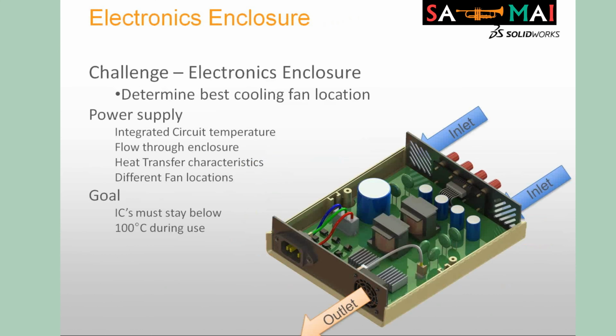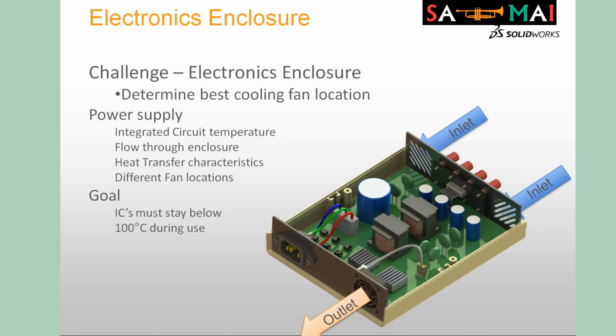The next model that I want to look at is an electronics enclosure. And the challenge for the electronics enclosure is to determine the best cooling fan location. So if we look at the model itself, we have two inlet vents on the one side. We have an outlet through the fan, so the fan's actually sucking the air across the components. It does have integrated circuit temperature.